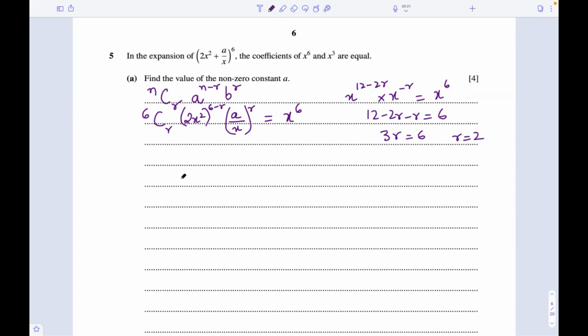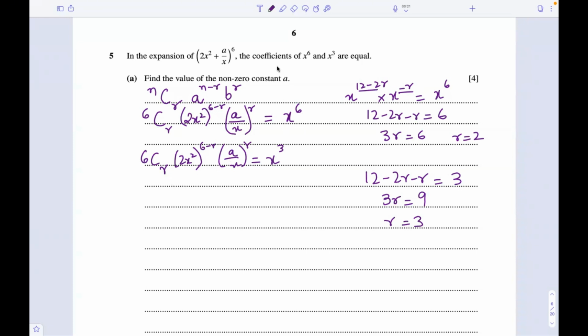For x cube, we'll use the same formula. This will become 6Cr, 2x square to the power 6 minus r, a upon x to the power r. In this case, we are looking for x to the power 3. So using the same powers, we have 12 minus 2r minus r, and this must simplify to give us 3. Solving this, we get 3r is equal to 9 and r is equal to 3. So using r equals 2, we'll get x to the power 6, and using r equals 3, we'll get x to the power 3.